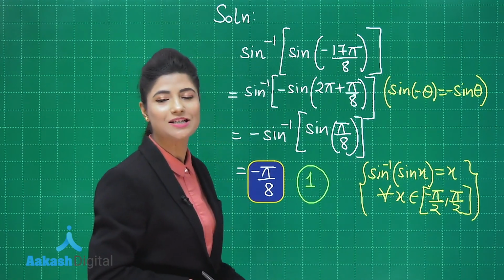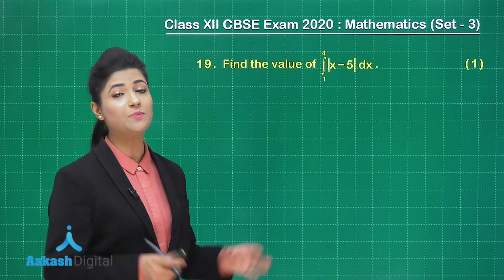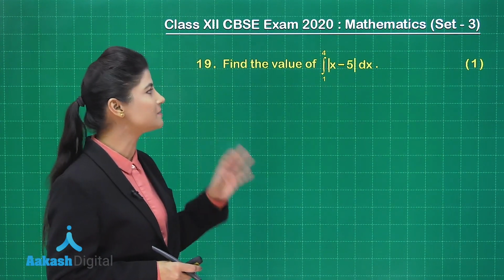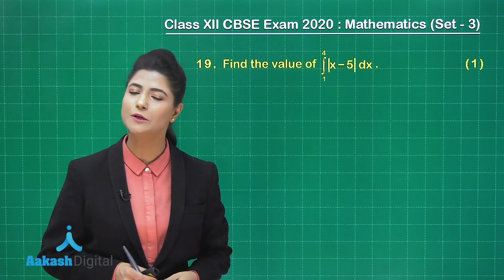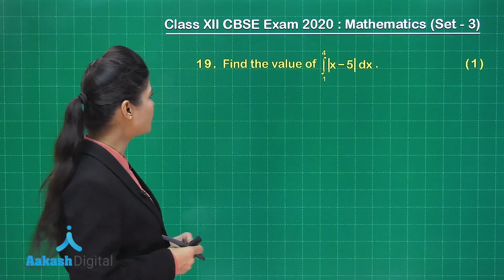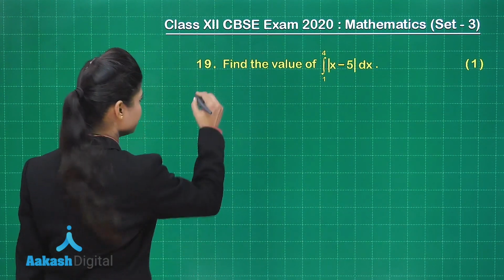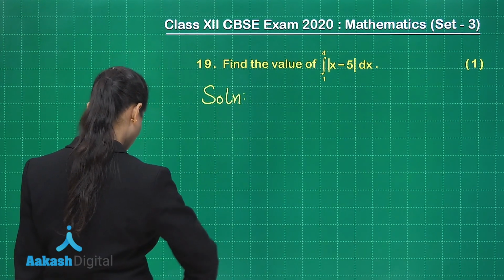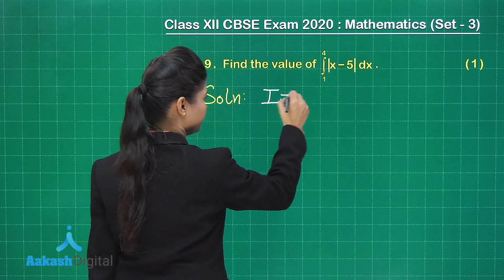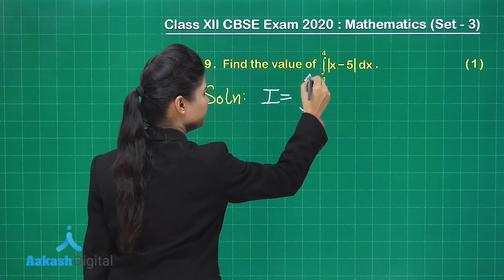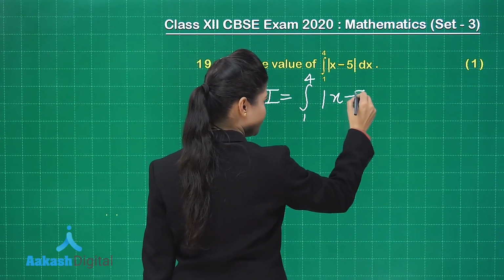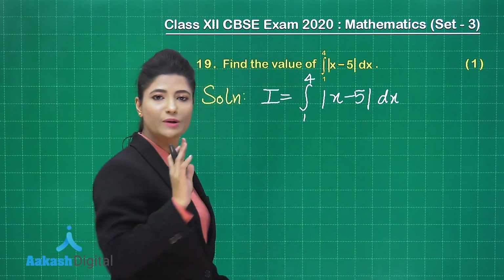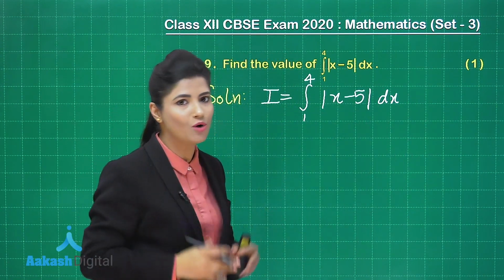Now, let's move to question number 19. It states, find the value of integral of mod of x minus 5 where the limits are from 1 to 4. So, here in this question, very first I will consider I equal to this definite integral having limits 1 to 4 for mod of x minus 5 with respect to x. So, in this case, very first thing you need to do is eliminating this mod sign.